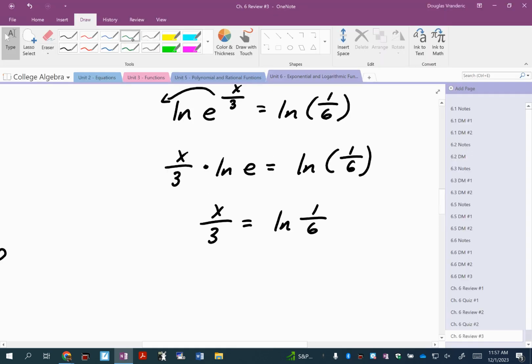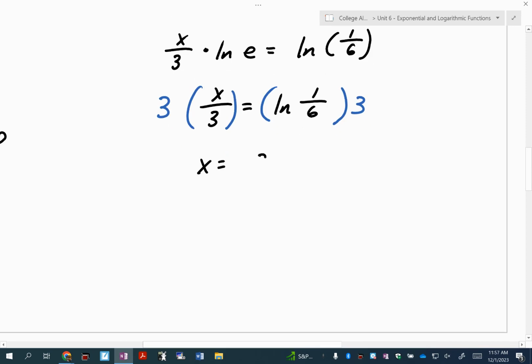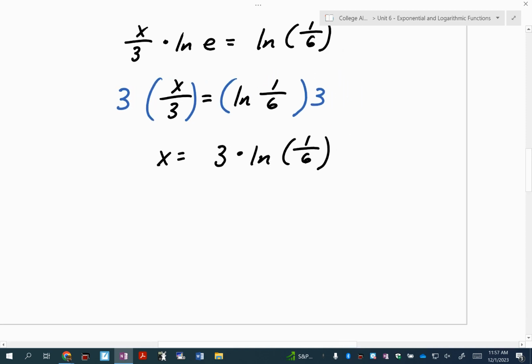And to move that 3 to the other side, I'm going to multiply both sides by 3. Now remember, this 3 is going to go in front of that natural log. Again, like the last one, it should not impact anything with the argument. So make sure you're not doing any multiplying or dividing within the logarithm arguments. All right, so this is the answer.